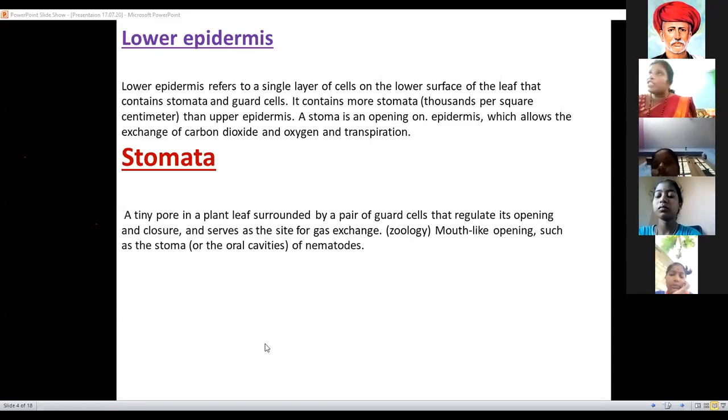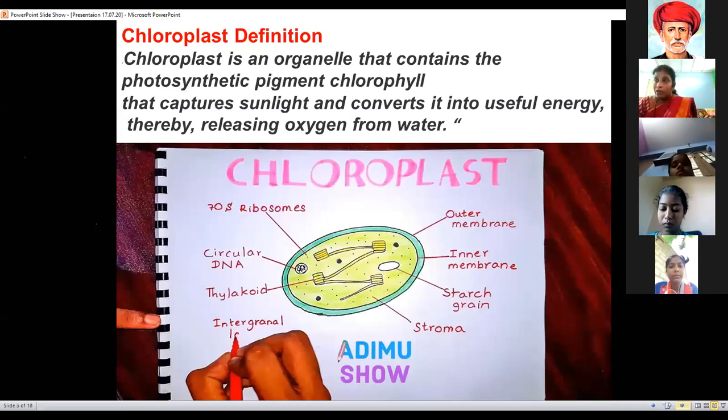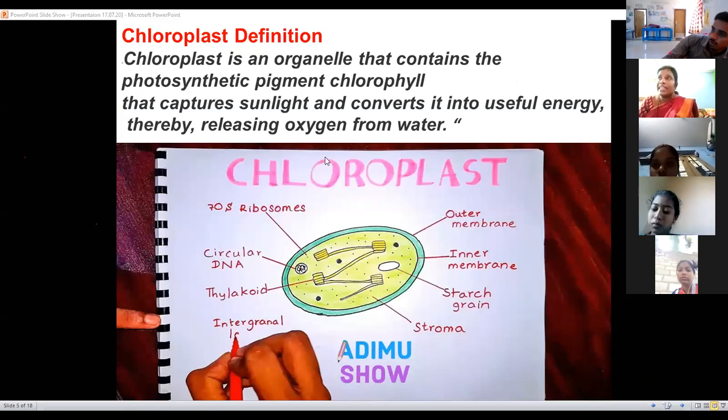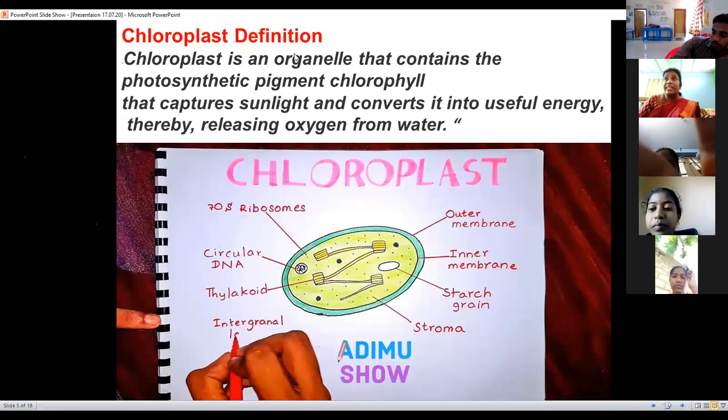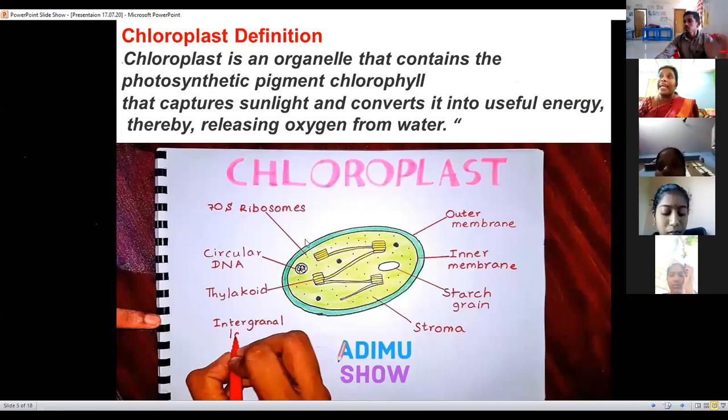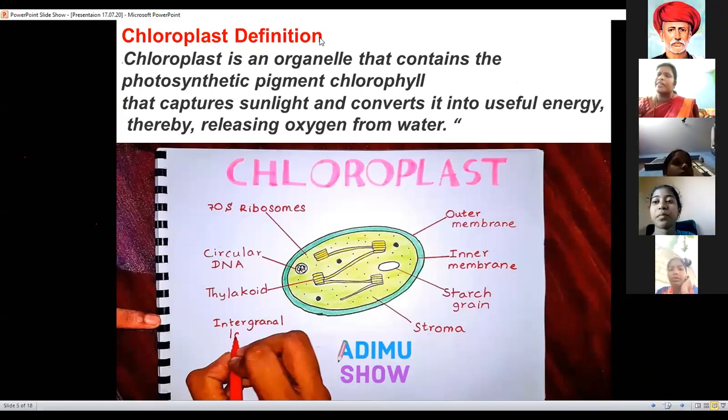Okay. Next we are going to a very important topic, chloroplast. Next slide. What is the definition of chloroplast? Chloroplast is an organelle that contains the photosynthetic pigment chlorophyll that captures sunlight and converts it into useful energy, thereby releasing oxygen from water.